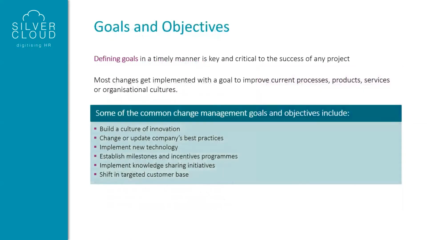You set clear goals and objectives. Define them early on, make sure they're timely, and they're also very critical to the success of any project. Most changes get implemented with a goal to improve current processes, products, services, or organisational cultures. There are some common change management goals and objectives that you may want to include. Here are some examples: building a culture of innovation, change or update company's best practices, implement new technologies, establish milestones and incentive programs, implement knowledge sharing initiatives, and shift in targeted customer base.